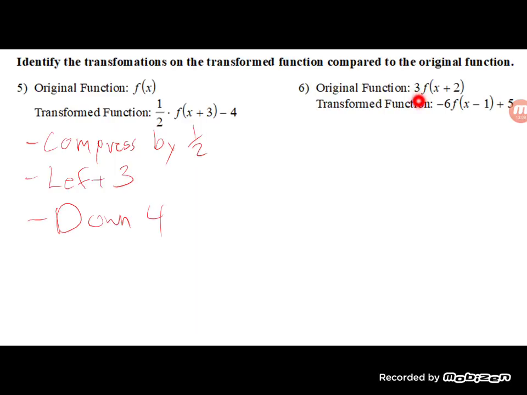And what do I mean by that? Well, if we originally multiplied by a 3, well, now we're multiplying by a -6. So we have to think, well, how do we get from 3 to -6? Based on multiplication. And well, we multiplied it by a -2. Right? So that means that it is going to be stretched by 2. And it's also going to be vertically flipped.